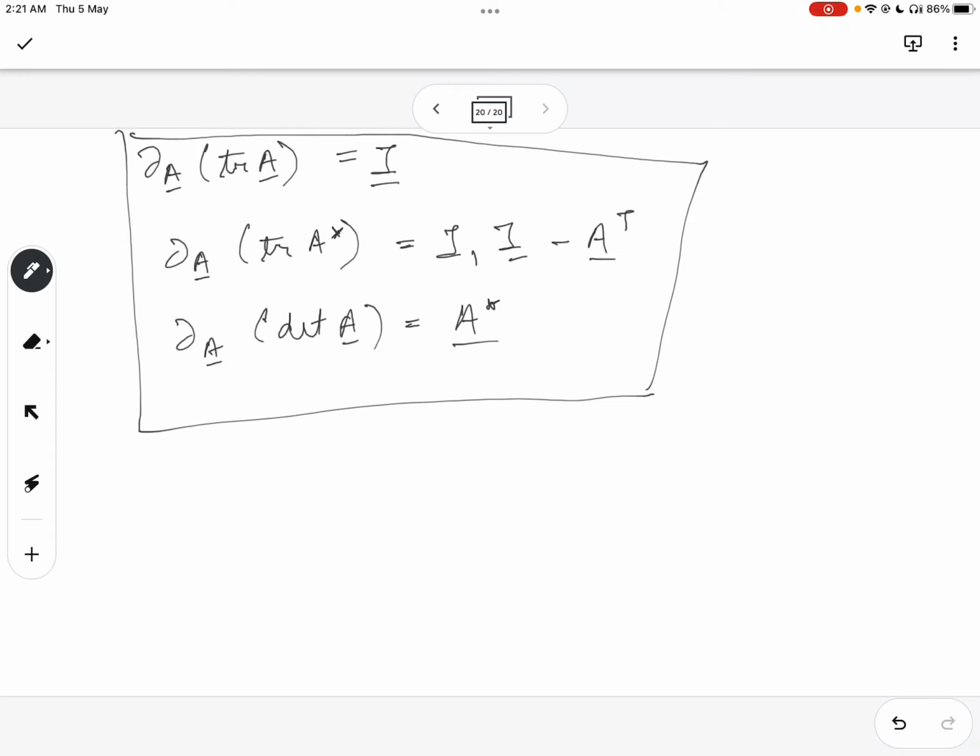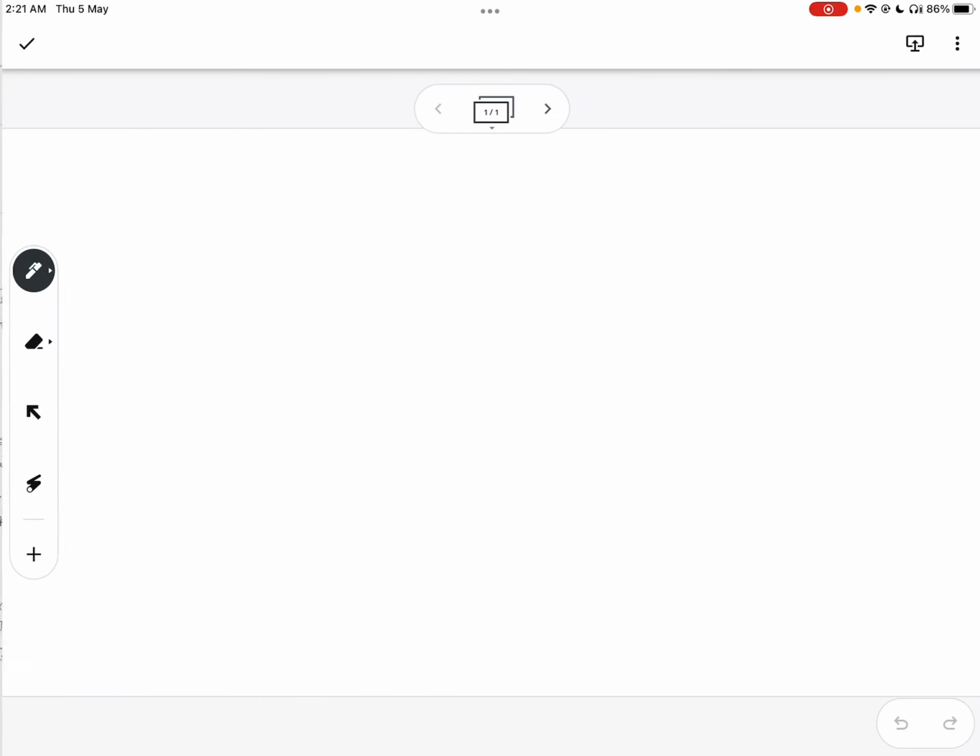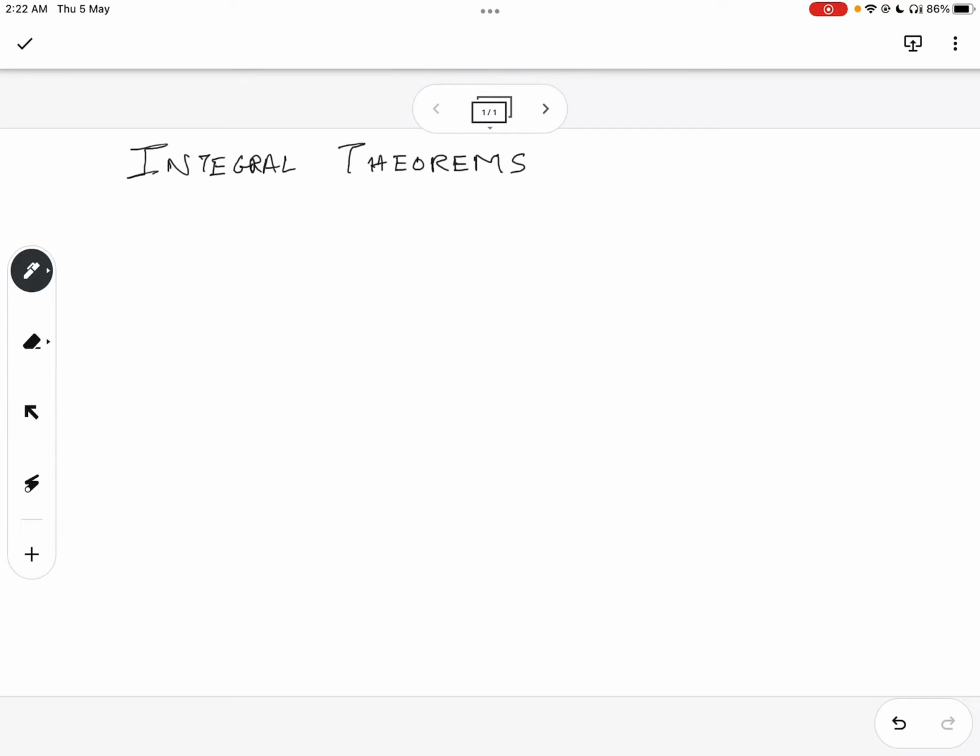The last thing we will discuss for this topic are some integral theorems. So these we will need regularly for our discussions when we start with kinematics, balance laws, and constitutive relations. The first one is the localization theorem.